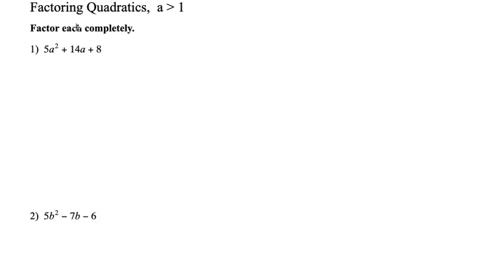In this video, we're going to learn about factoring quadratics. Now, by quadratics, we're talking about polynomials with a squared term as the highest power. And when a is greater than 1, what we mean by that is that there's a coefficient greater than 1 in front of the squared term. Before factoring quadratics where a is greater than 1, we learned how to factor quadratics where a equals 1.